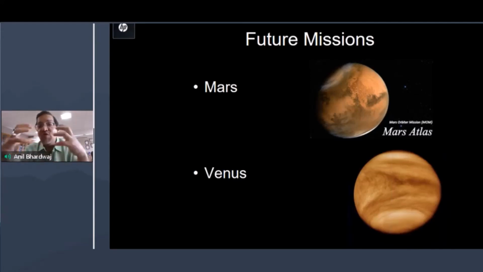And also, these clouds which I was talking about, they rotate very fast. So we have a super rotation happening for the clouds, because the planet takes almost 243 Earth days to rotate on its axis, but these clouds are rotating around Venus in 4 days. So clouds are rotating much faster than the planet itself.